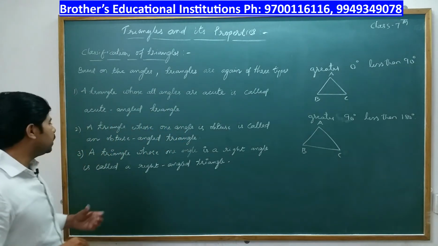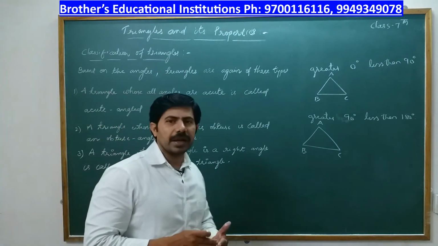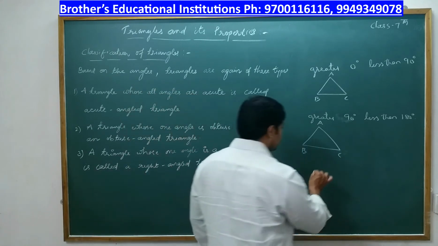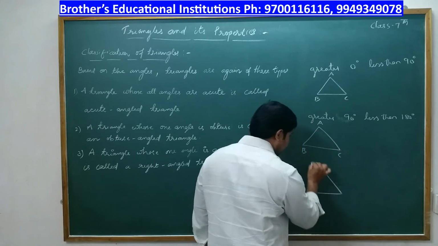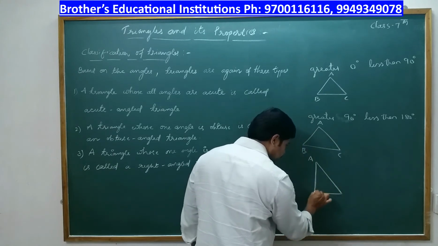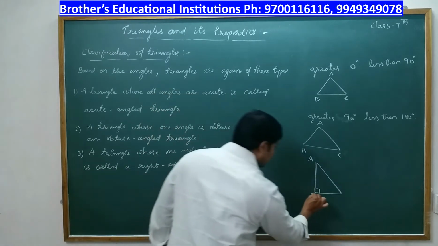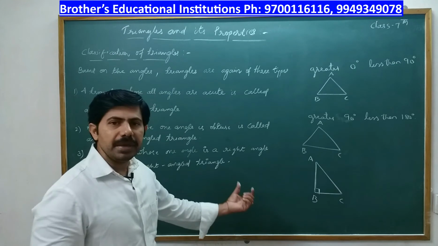And the third one is right angle triangle. Right angle means 90 degrees. So one angle should be exactly 90, then we say the triangle is right angle triangle. This is exactly 90 degrees. ABC is a right angle triangle, in which angle B is 90.